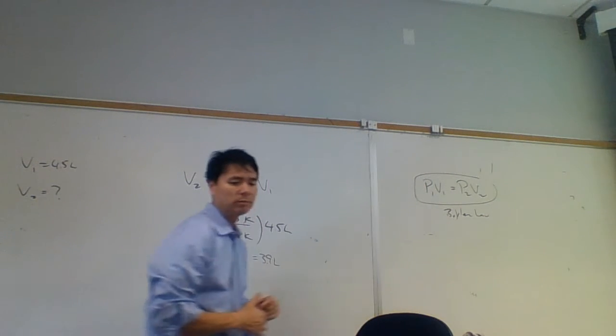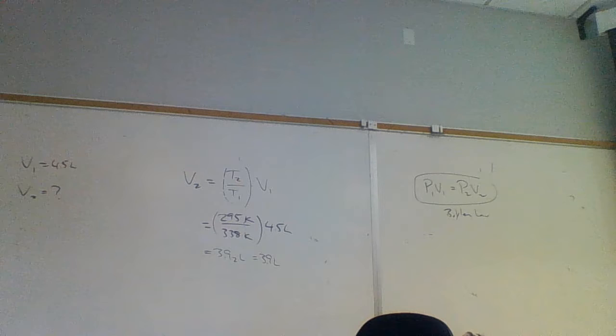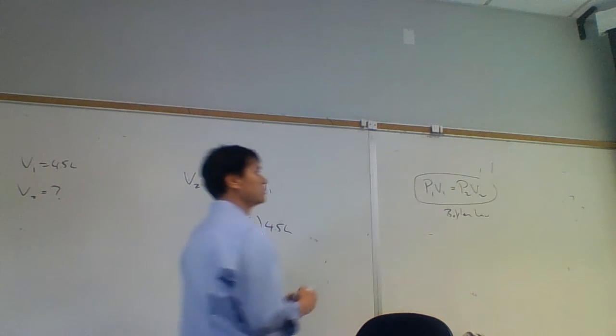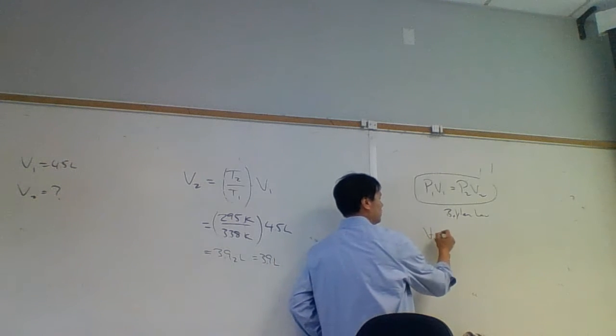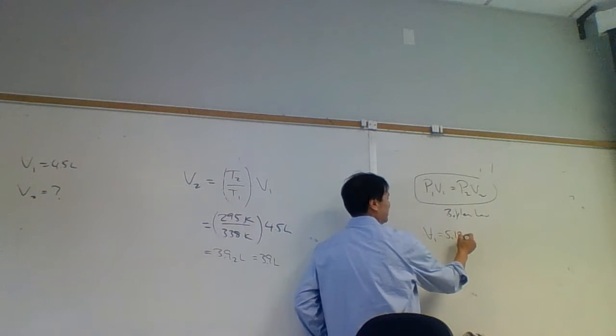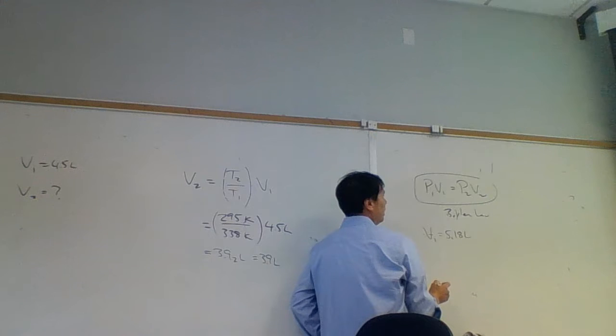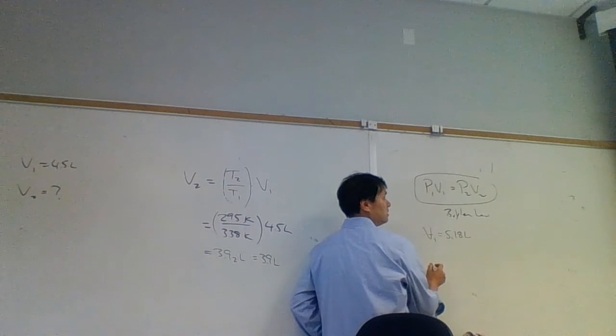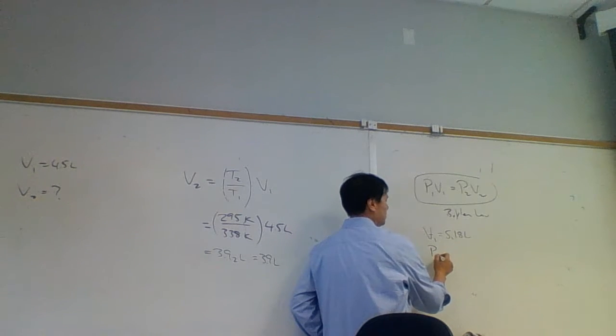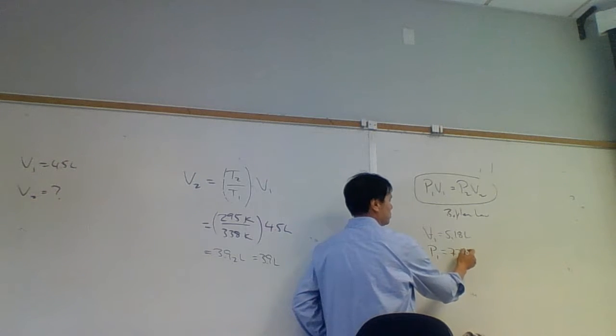And so we can solve for pressure or volume. You just have some kind of idea where it came from, but other than that, it's not a problem. So let's just use it. A gas sample occupies 5.18 liters, so we'll call that V1, 5.18 liters. And the pressure is 776 torr, so P1 is 776 torr.